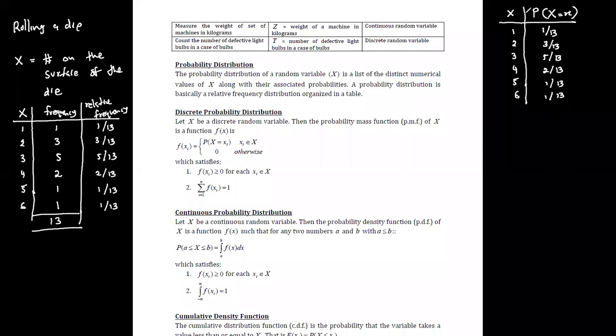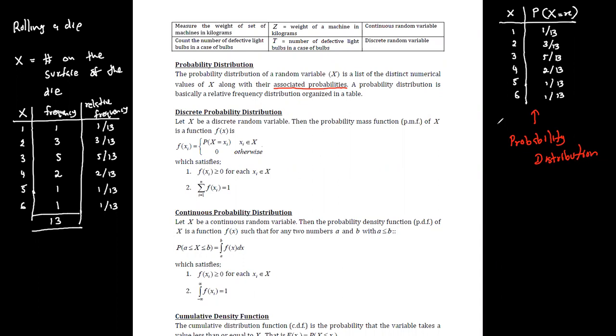Now you can see that here we have the possible outcomes of x. It says the list of distinct numeric values of x. Here we can see the numeric values of x, which are the possible outcomes of this experiment for the random variable x, along with their associated probabilities. In the second column, the probability associated with each value is mentioned. Therefore, this type of arrangement is said to be a probability distribution.